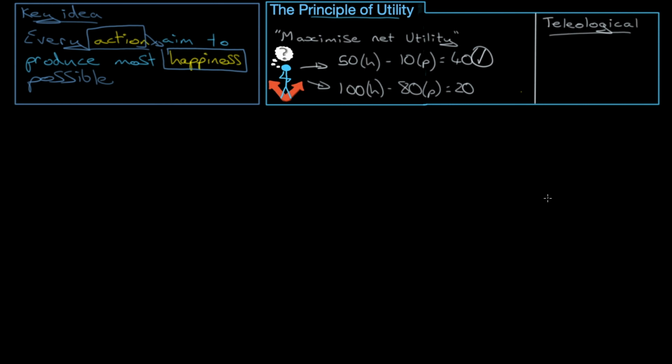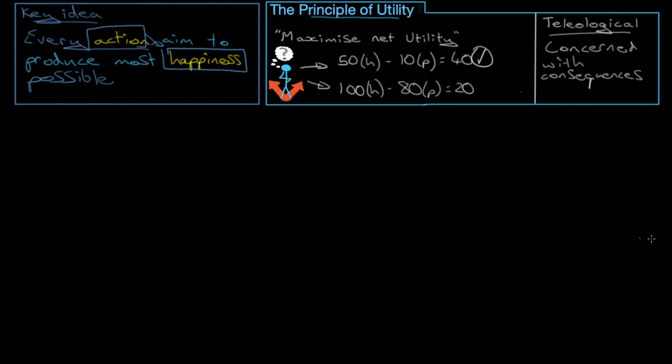This means that utilitarianism generally is teleological in nature. In other words, it is concerned with consequences. Now, you may also refer to this as consequentialism. They mean the same thing.